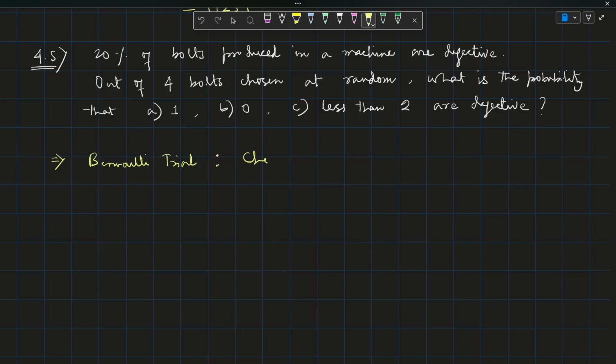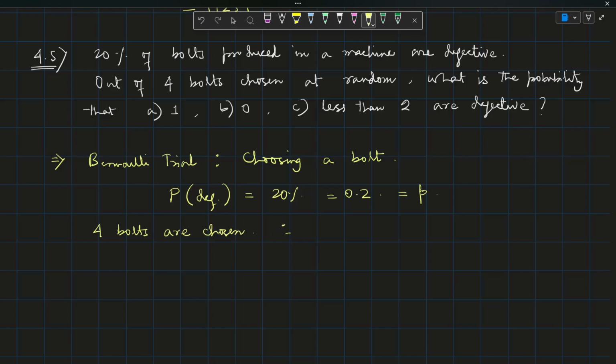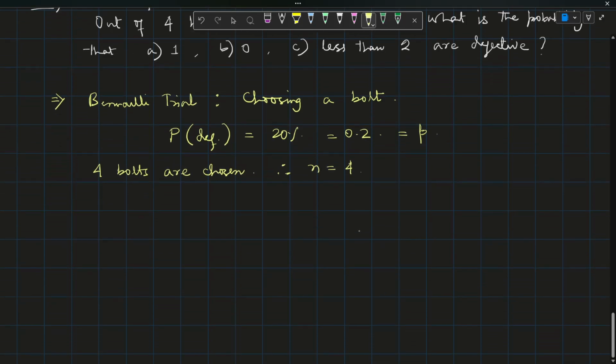Find out the Bernoulli trial first, which is choosing a bolt, and the probability of that bolt being defective is 20% or 0.2, and this is the p. And in this problem 4 bolts are chosen, so we have n equals 4. So x, the random variable, is the number of defective bolts when we choose 4 bolts at random.